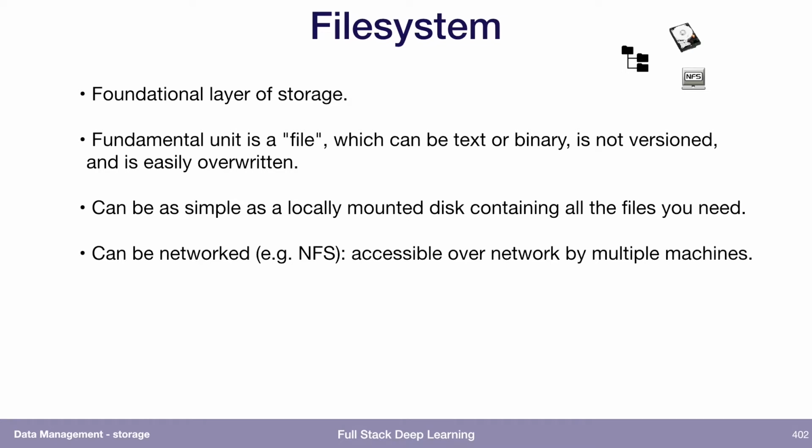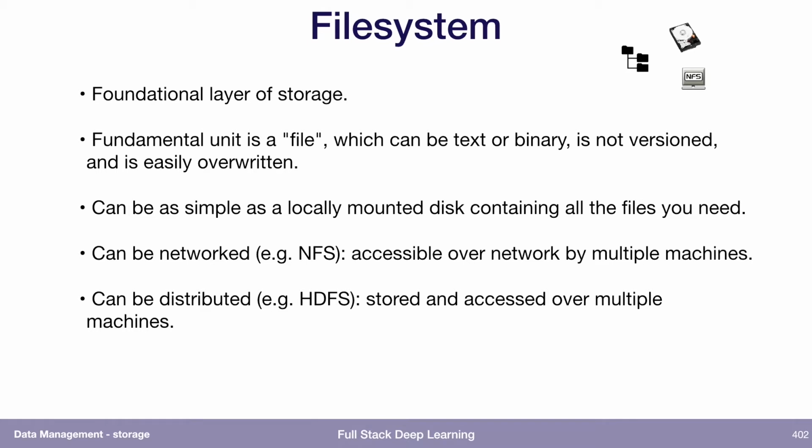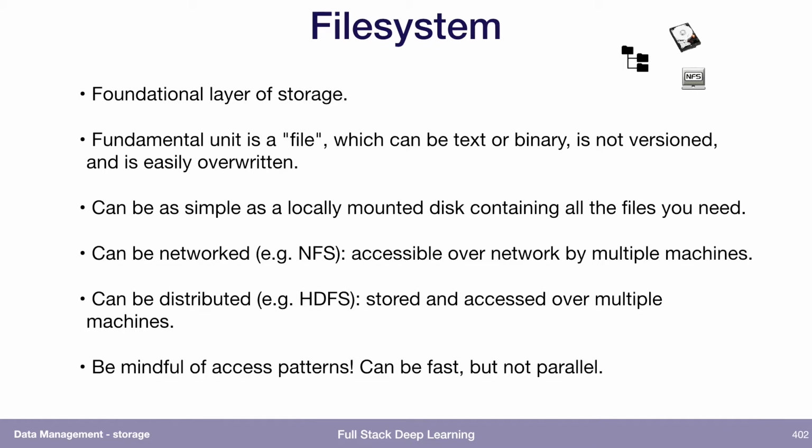We can network these file system drives such that multiple machines can essentially share a file system over the network. We can distribute the file system using stuff like Hadoop, which means that multiple machines can access files where they don't necessarily know where the file is physically. They just know it's on this distributed file system. So the file is somewhere in one of the machines, but we don't need to know exactly where it is. But at its foundation, it's still a file, right?